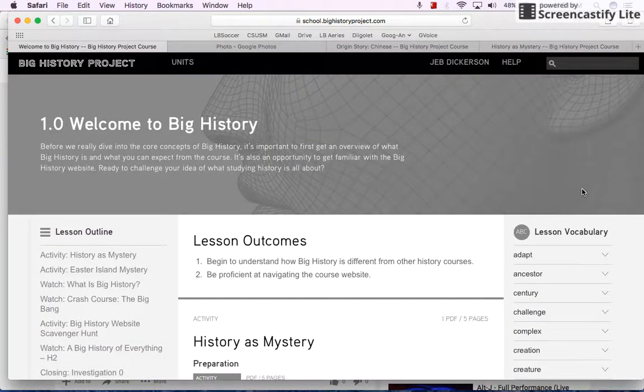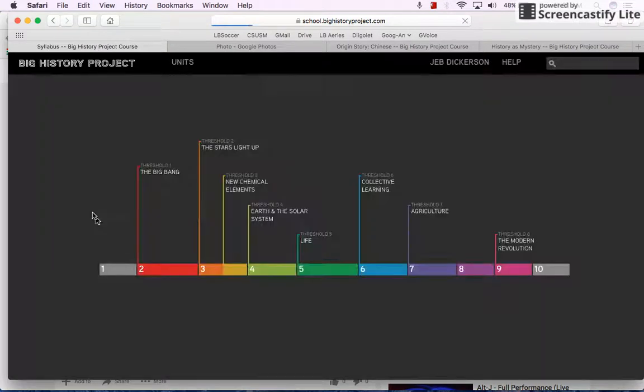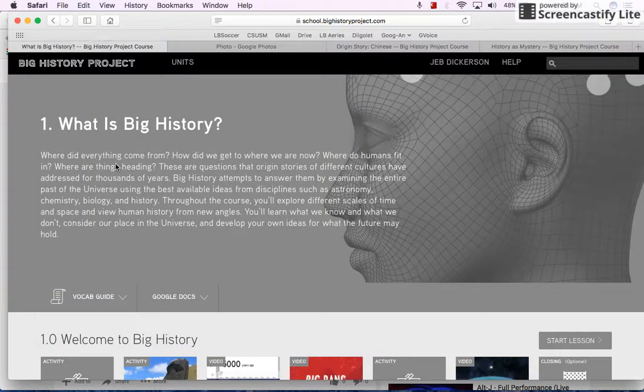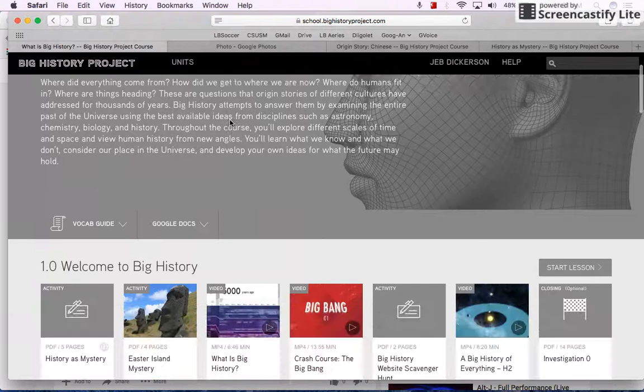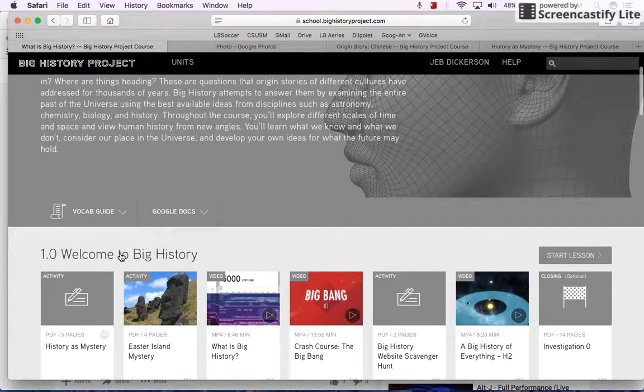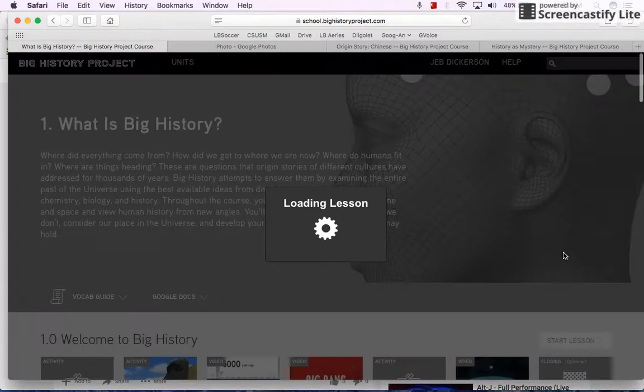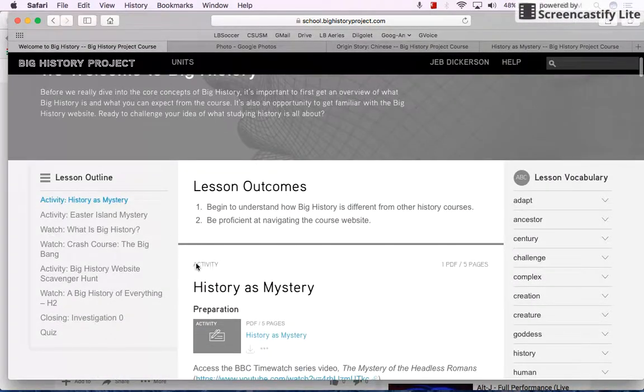Now, let's just say we're just now getting to this. You should open up your notebook, and what I would expect is for you to write, like this is day one, Unit 1, what is Big History? Lesson 1.0, Welcome to Big History. So I would expect to see both of those things in your notes. And then as you start the lesson, each item that you come to should be clearly listed.